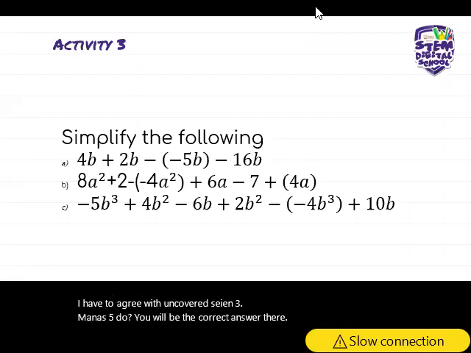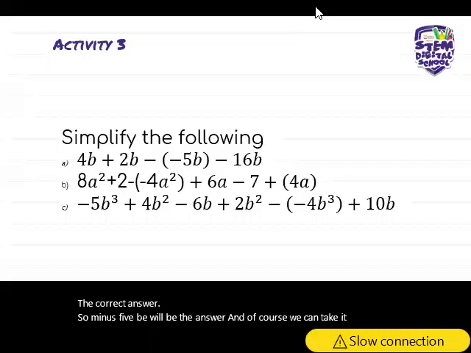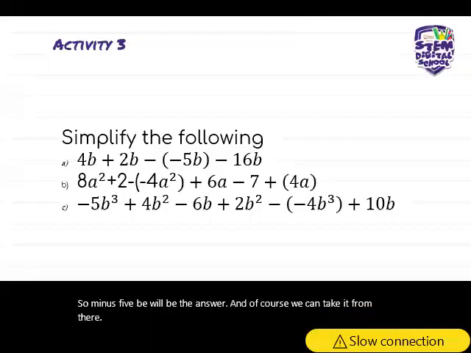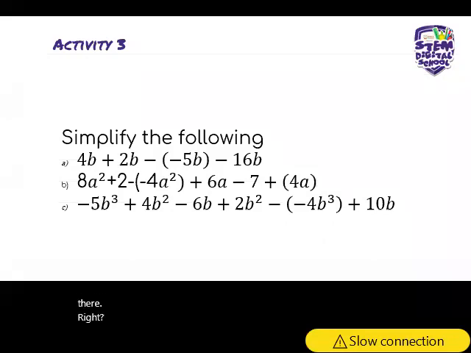Minus 5b will be the correct answer. And of course, we can take it from there. All right. And then the second one, let's look at the second one.